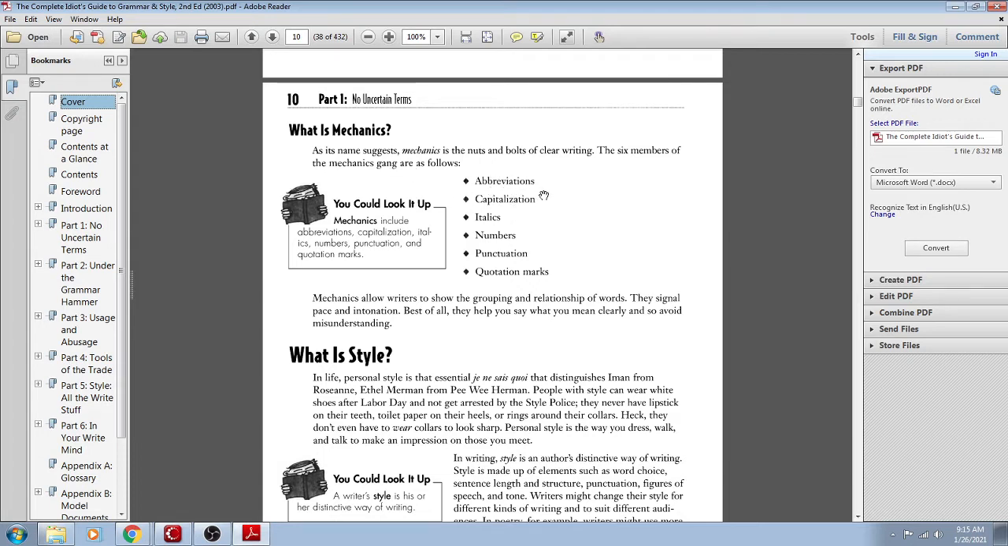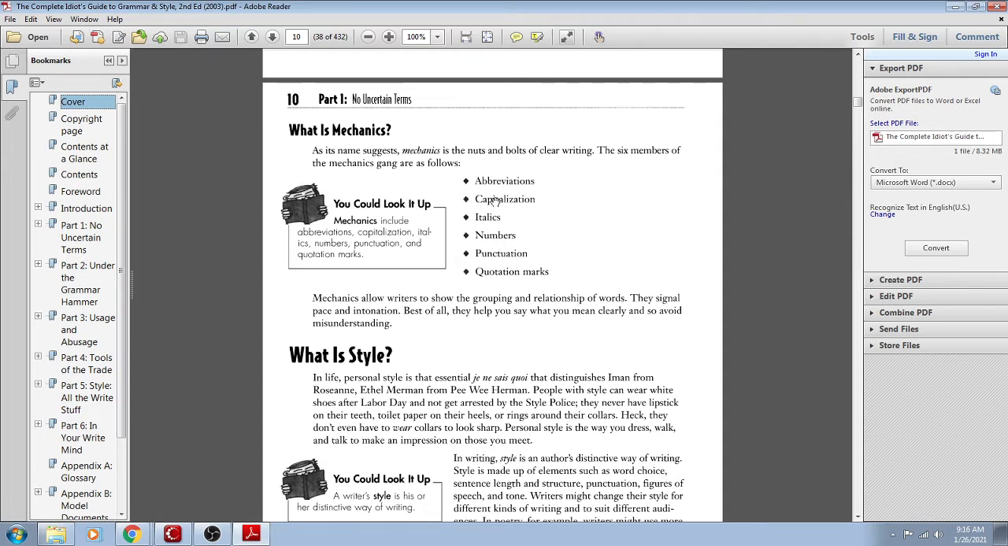Okay, abbreviations, capitalization, italics, numbers, punctuation, and quotation marks. So these are the six members of mechanics, the nuts and bolts of clear writing. We're dealing now with capitalization and with punctuation, and maybe quotation marks. I don't know. So you're left with abbreviations, italics, and numbers.